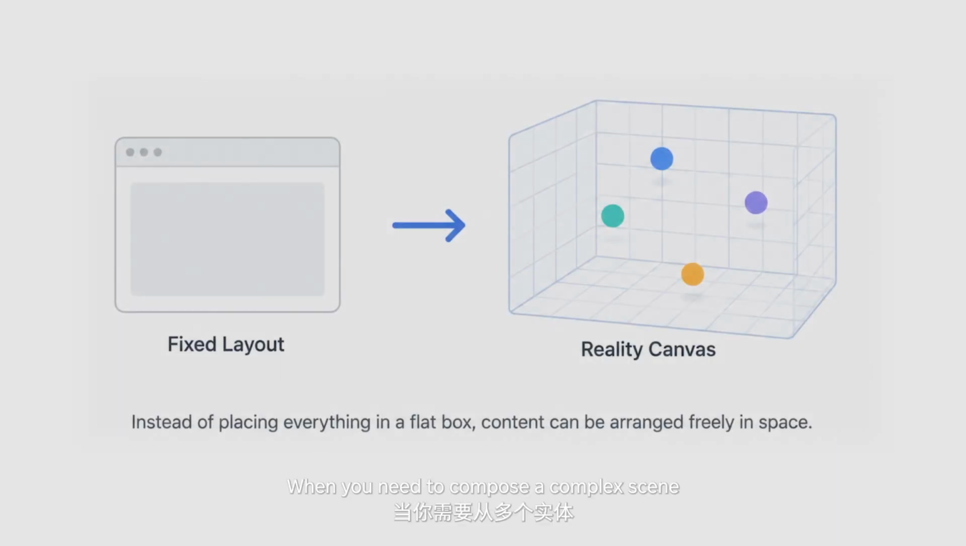When you need to compose a complex scene from multiple entities, primitives, and models, all managed programmatically in a 3D coordinate space, you move into the Reality canvas and build a scene graph. Inside Reality, you can program 3D content dynamically using 3D engine-like APIs, and compose arbitrary scenes by combining entities. A model entity has no intrinsic size.